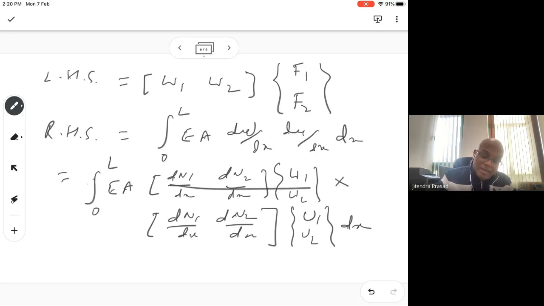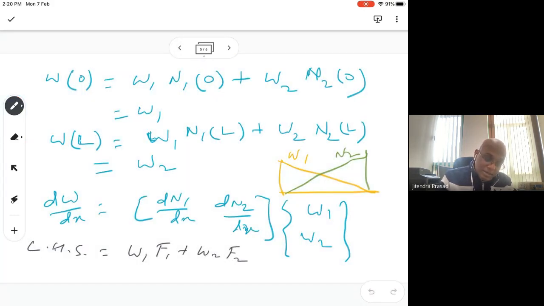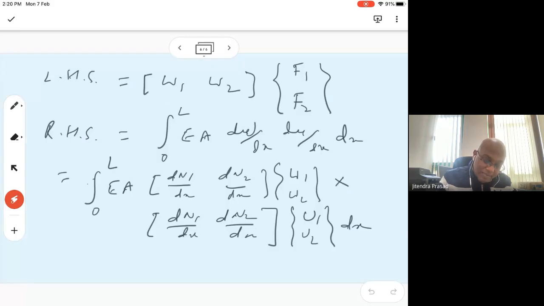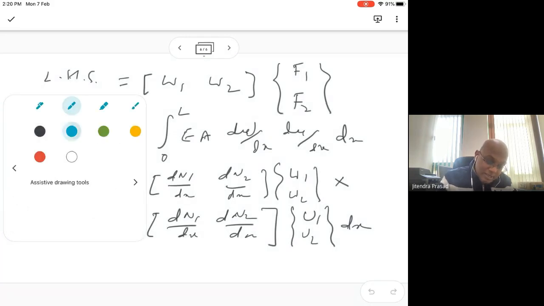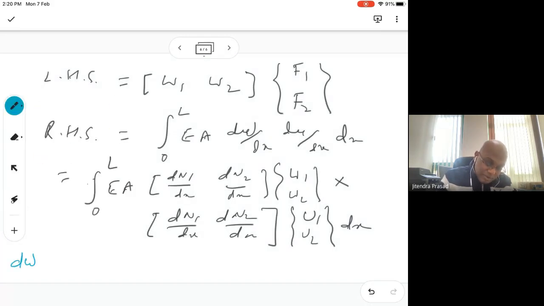The same thing we can see, guys. This dw/dx we can also write as this. So dw/dx can also be written like this: w1 w2 and dN1/dx, dN2/dx.